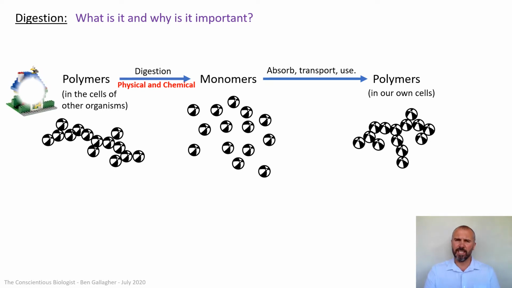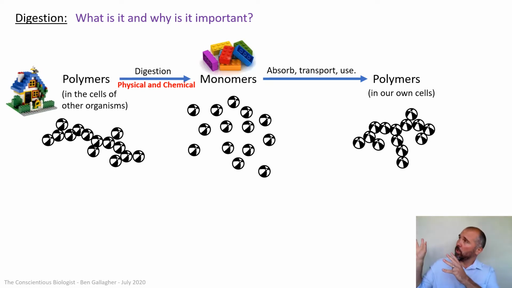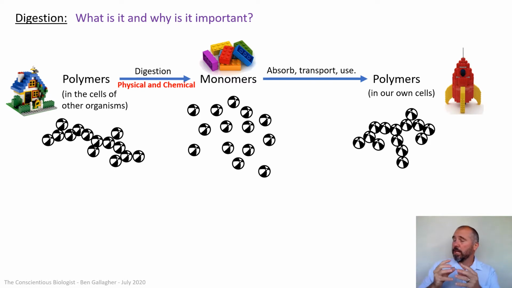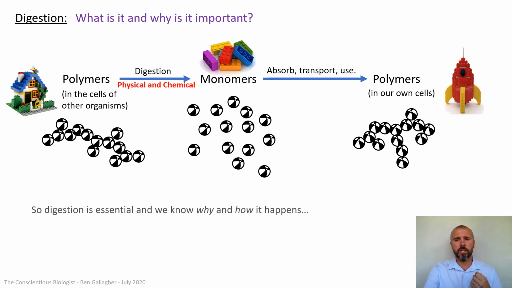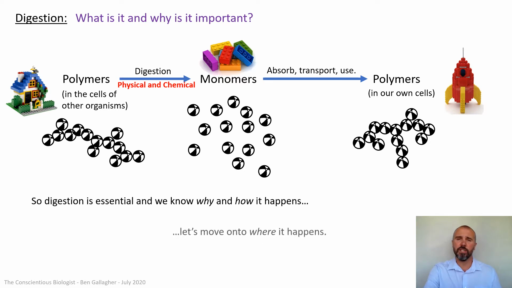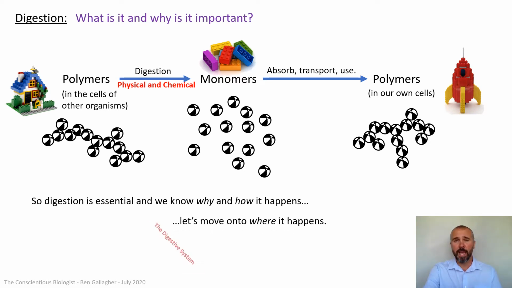It's basically a good analogy to say if you've got a building block house, if we smash that building block house down to get the blocks back out, we can put them together in the pattern we want and we can make a rocket like the one above my head. Okay, digestion is just that first bit over there of breaking the building block house back into the building blocks so that we can absorb them, transport them around the body, absorb into our own cells so that we can rebuild them into our own polymers. So that's the why and how digestion happens. Let's now move on to the where it happens, which is the digestive system.